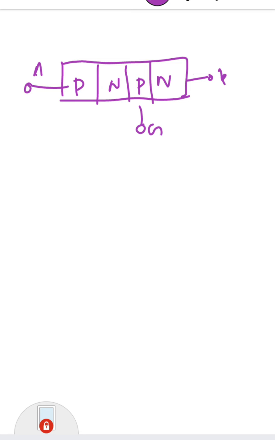Now this is a circuit symbol for an SCR. Normally we draw this as anode, this as cathode and this is the third terminal, gate or the controlling terminal. So this is the circuit symbol.